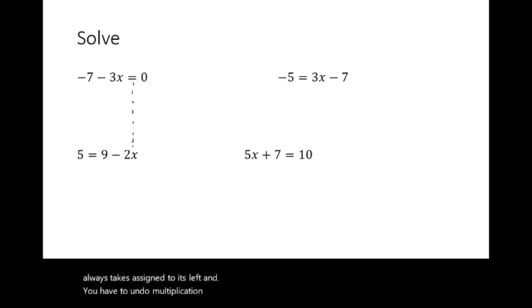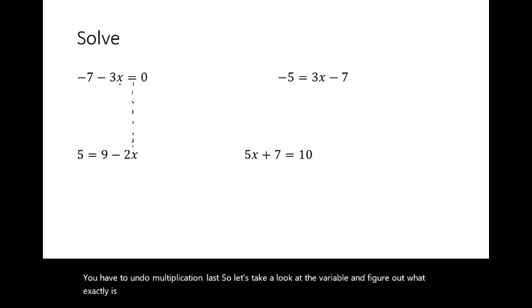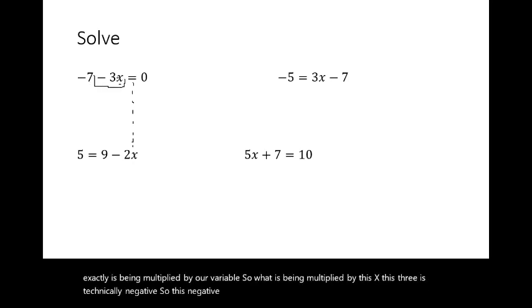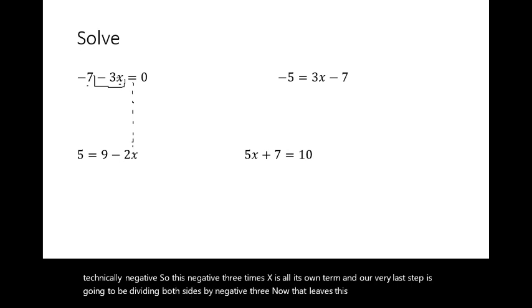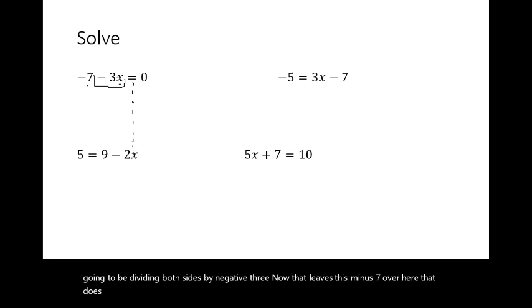So let's take a look at the variable and figure out what exactly is being multiplied by our variable. What is being multiplied by this x? This 3 is technically negative. So this negative 3 times x is all its own term, and our very last step is going to be dividing both sides by negative 3. Now that leaves this minus 7 over here that does not have a variable attached to it.